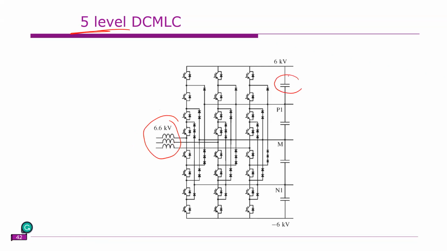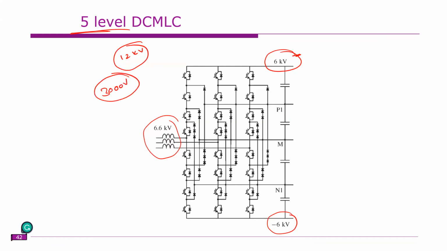So here we have 4 DC sources. In case of 5 level, you have 4 DC sources, right? For example, this ranges from plus 6 kV, the positive DC bus, to minus 6 kV, the negative DC bus. So this entire thing is 12 kV, shared among the 4 DC sources. That means each one is roughly 3000 volts. Each capacitor is supposed to maintain 3000 volts.